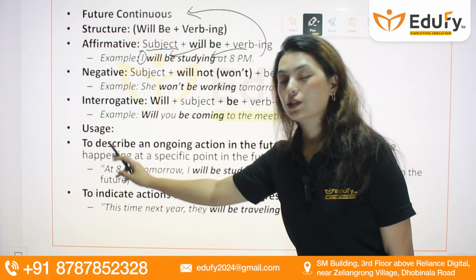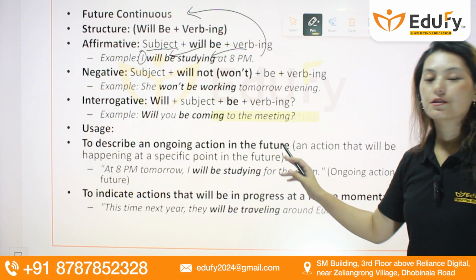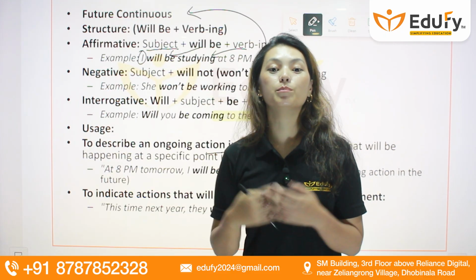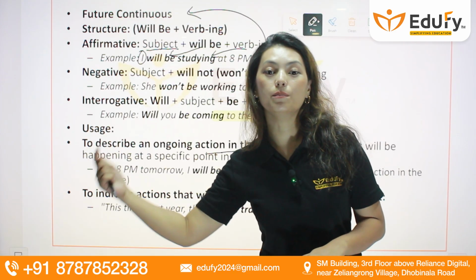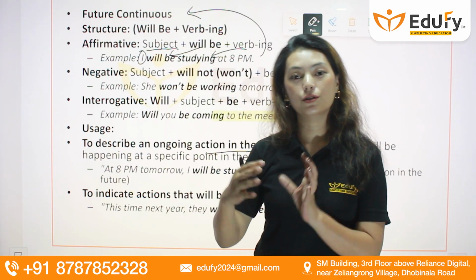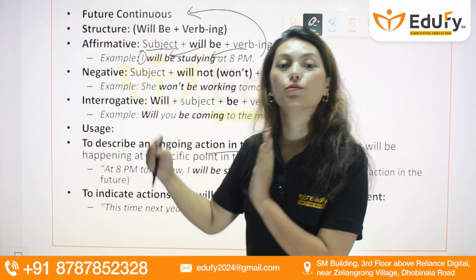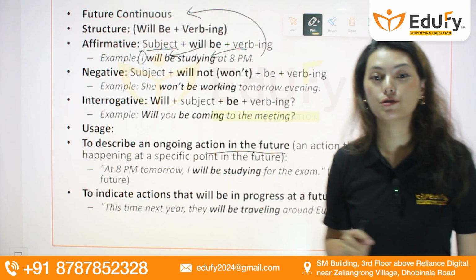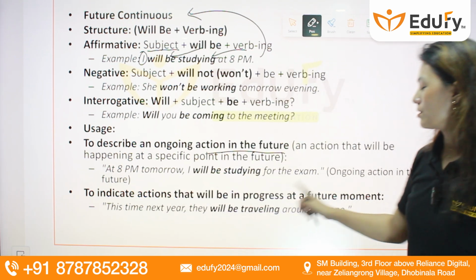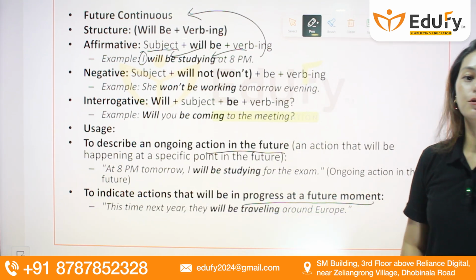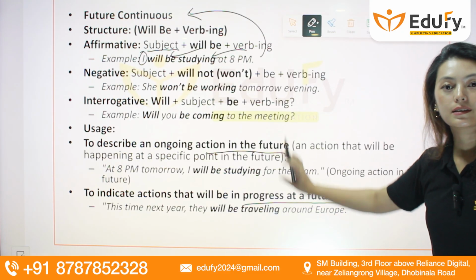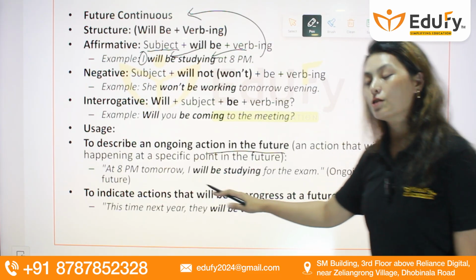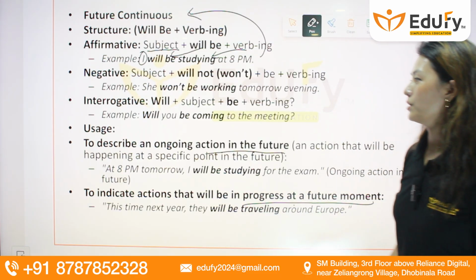Again, what is it used for? To describe an ongoing action in the future. That means an action that has not happened yet, but in the future it will be an ongoing action. So I will be doing this or doing that. So during the time that I'm talking about that action, it will be a continuous action in that very time. So that is what we talk about when we say a future continuous tense. Again, to indicate actions that will be in progress at a future moment. They are talking about the same things, okay? When we're trying to talk about an action in the future, but it'll be a continuous action, progressive action.